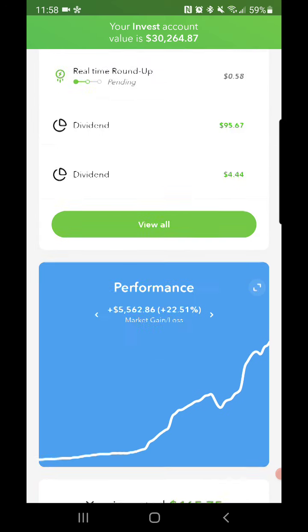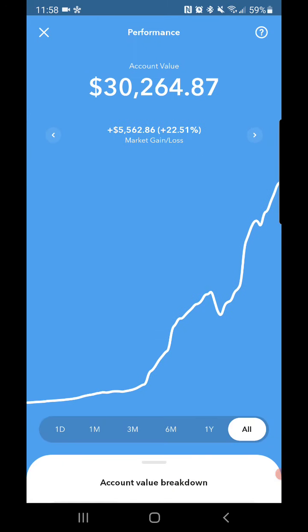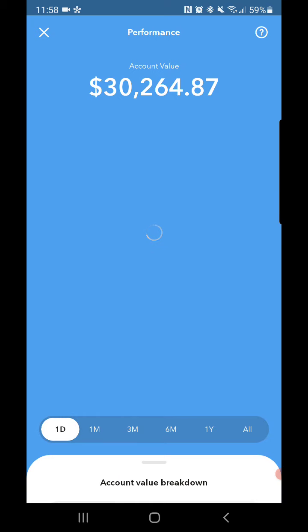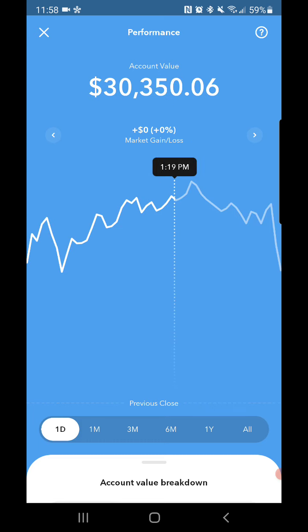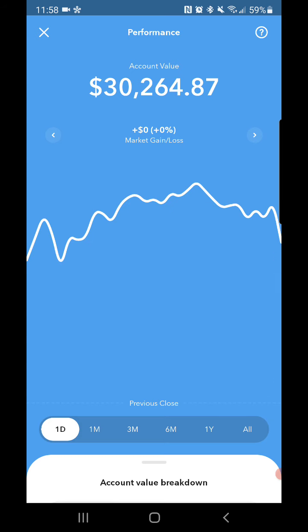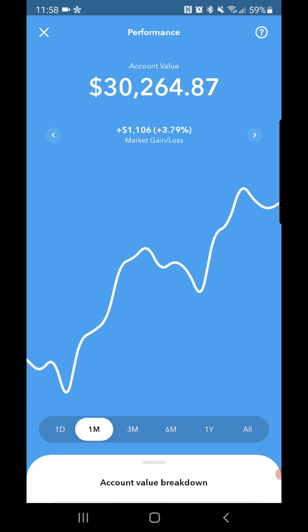So my performance overall, all time market gain is at $5,562.86, a plus 22.51% market gain all time. For the day, we are plus zero. I'm not sure if this is actually accurate. It probably is, I'm not too sure. Maybe, I've never seen that before.